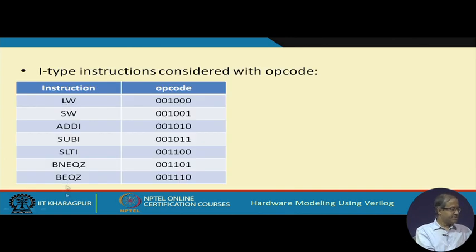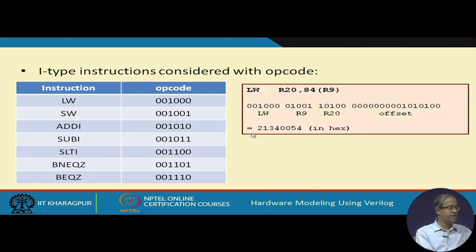Now, the instructions that fall under this I type category are these: load word, store word, they also belong to this category, add immediate, subtract immediate, set less than immediate, branch not equal to 0 and branch equal to 0, and these are the opcodes that are chosen by us, 6 bits. Okay. Now, some example encoding, take a load instruction. So, I said earlier that a load instruction looks like this. So, R9 is added to 84, that will be our memory address, from there data will be loaded into R20.